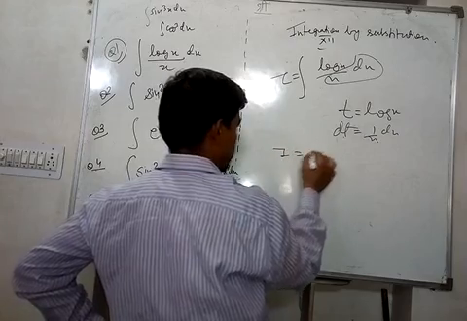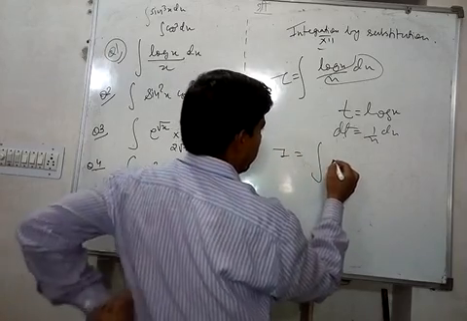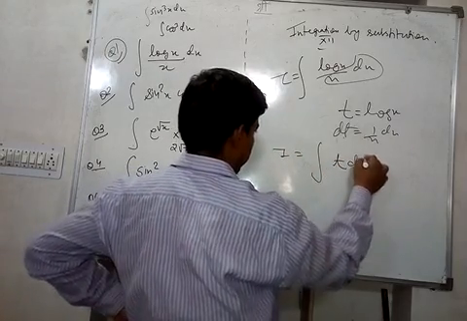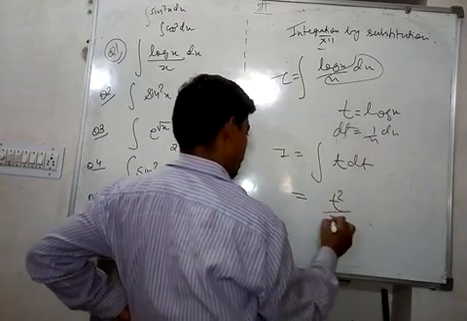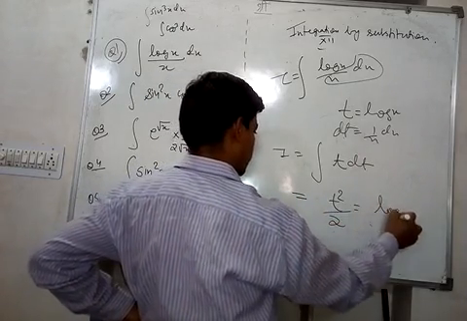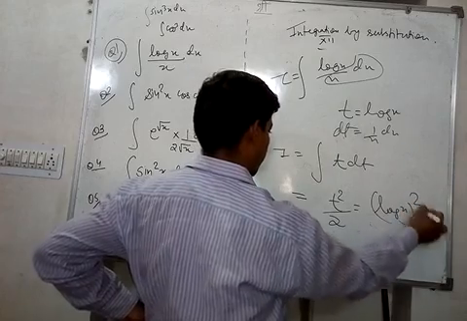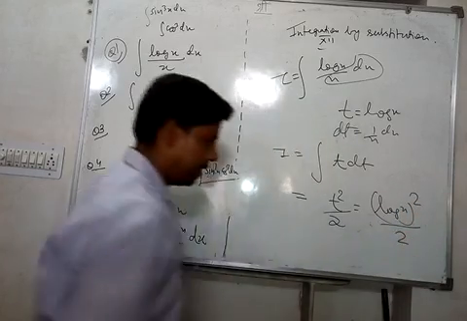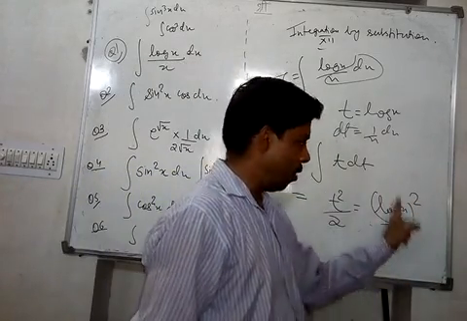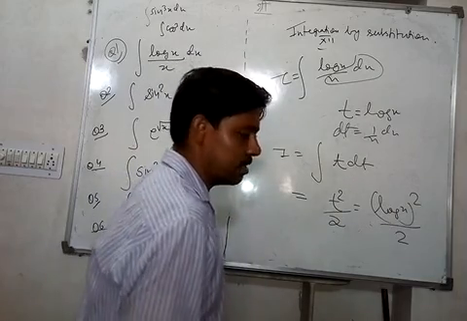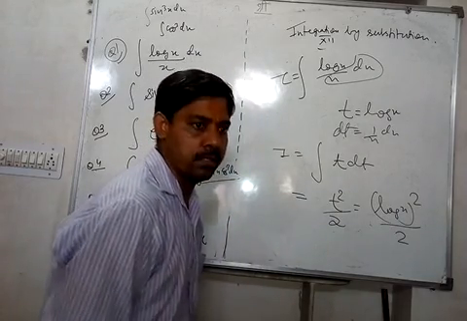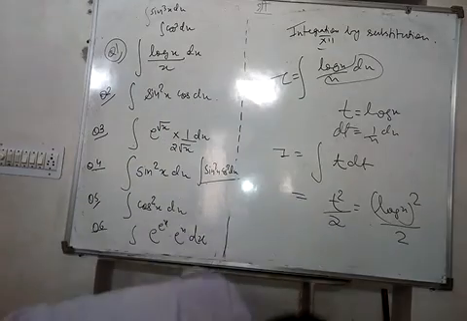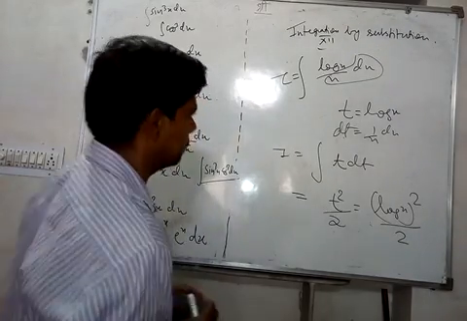So the integration is t dt. What is the integration of t dt? t square by 2. What is t here? Log x. So you will write like this: log x whole square by 2. This is not 2 log x. Log x whole square is not the same as log 2x. Right? Those are the small things, right? Next one.